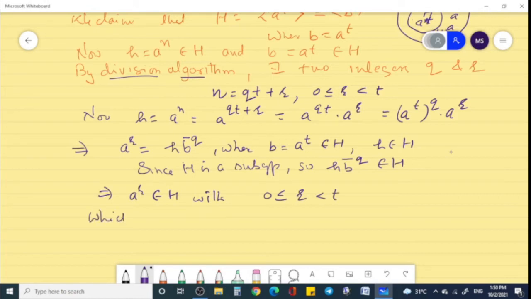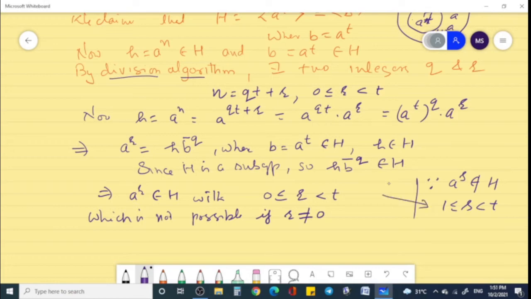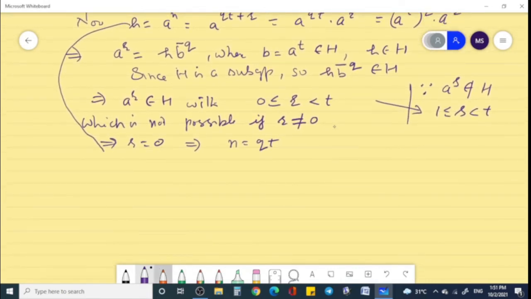which is not possible if r is not equal to 0, because we have taken t as the least positive integer such that a^t belongs to H. So because of this condition, if r is non-zero, then it will satisfy this condition, and that will not be possible. So that implies r equals 0, and that implies n equals qt. So from this expression here, h is a raised to power n, and a raised to power qt, and b raised to power q.